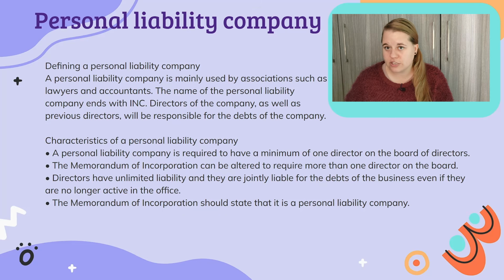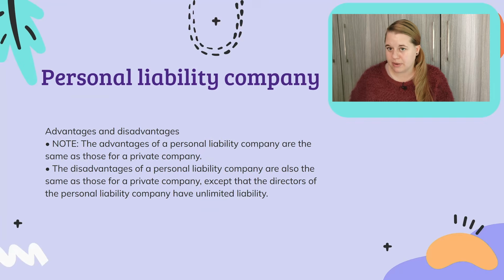So, the characteristics of a personal liability company. A personal liability company is required to have a minimum of one director on the board of directors. The memorandum of incorporation can be altered to require more than one member on the board. Directors have unlimited liability and they are jointly liable for the debts of the business, even if they are no longer active in office. I can already see that one as a bit of a disadvantage. The memorandum of incorporation must state that it is a personal liability company.